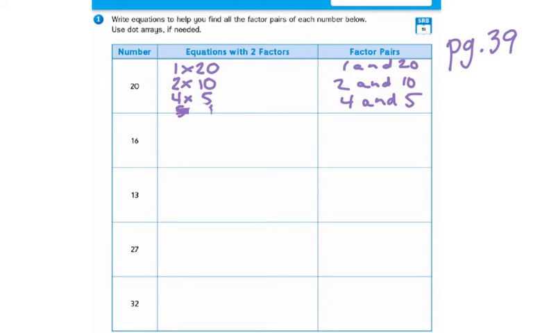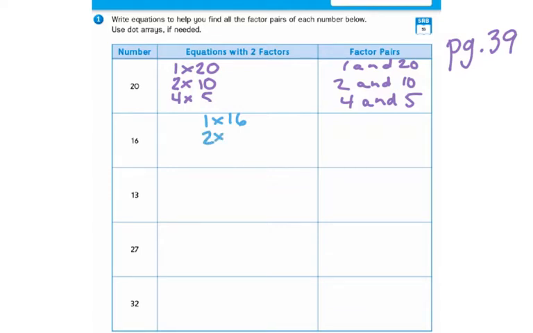So I'm going to go ahead and use a different color. I don't have to include the turnaround fact. That's why I erased that. So now we're going to do 16. I always start with 1 times itself. So 1 times 16. Go across your 2's on your multiplication chart.